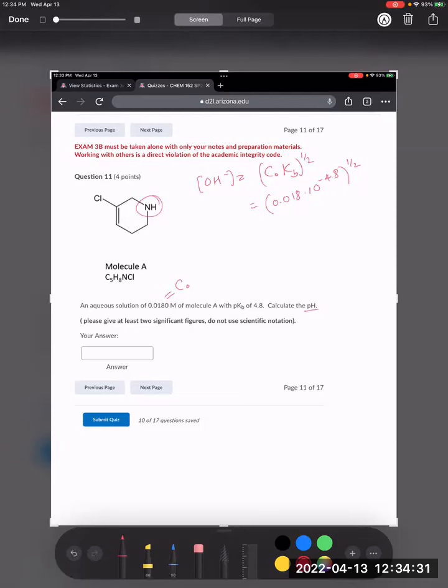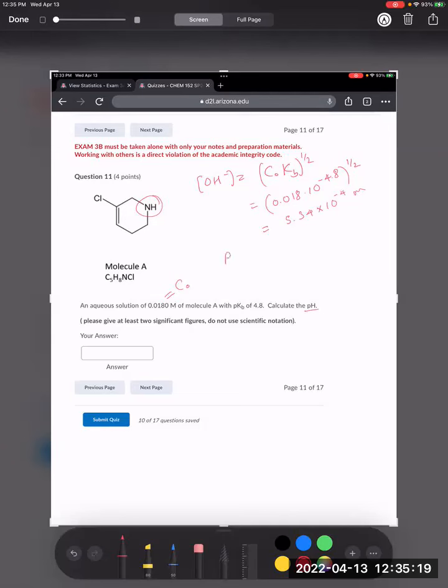If we plug them in, we get C naught 0.018 times Kb, which is 10 to the power of minus 4.8, and then take the square root of that. Let's do that. The square root of 0.018 times 10 to the power of minus 4.8 is 5.34 times 10 to the minus 4 as my OH minus concentration.